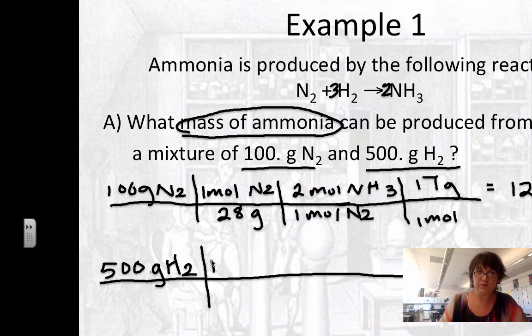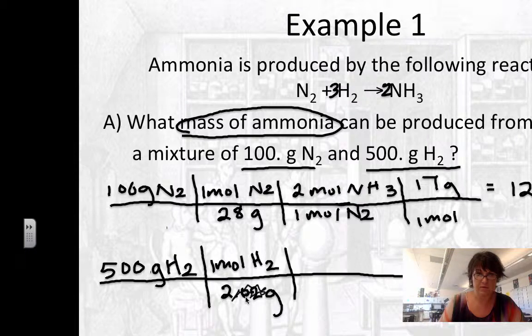1 mole of hydrogen is made up of 2 atoms per molecule, so that's 2.02 grams per mole, right? We could just call it 2 grams. No need to go crazy here. Then what? Use your balanced equation.